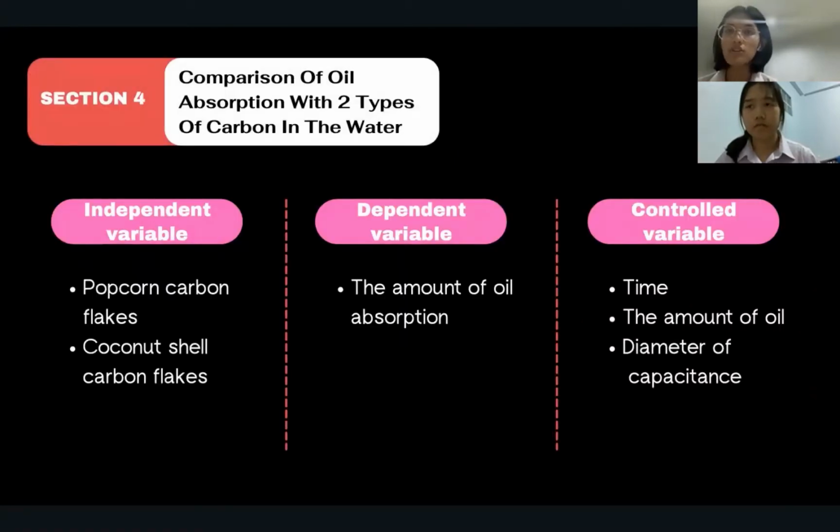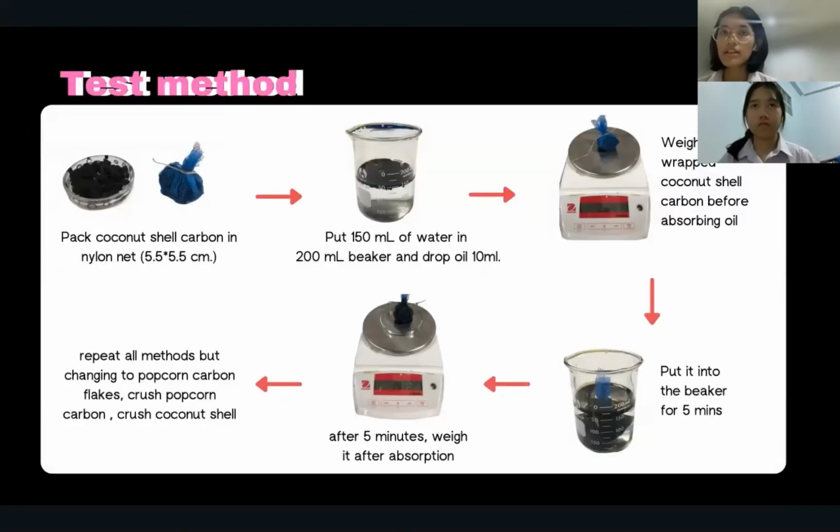Section 4. Comparison of oil absorption with two types of carbon in the water. Independent variables are popcorn carbon flakes and coconut shell carbon flakes. Dependent variable is the amount of oil absorption. Control variables are time, the amount of oil, and diameter of capacitance.